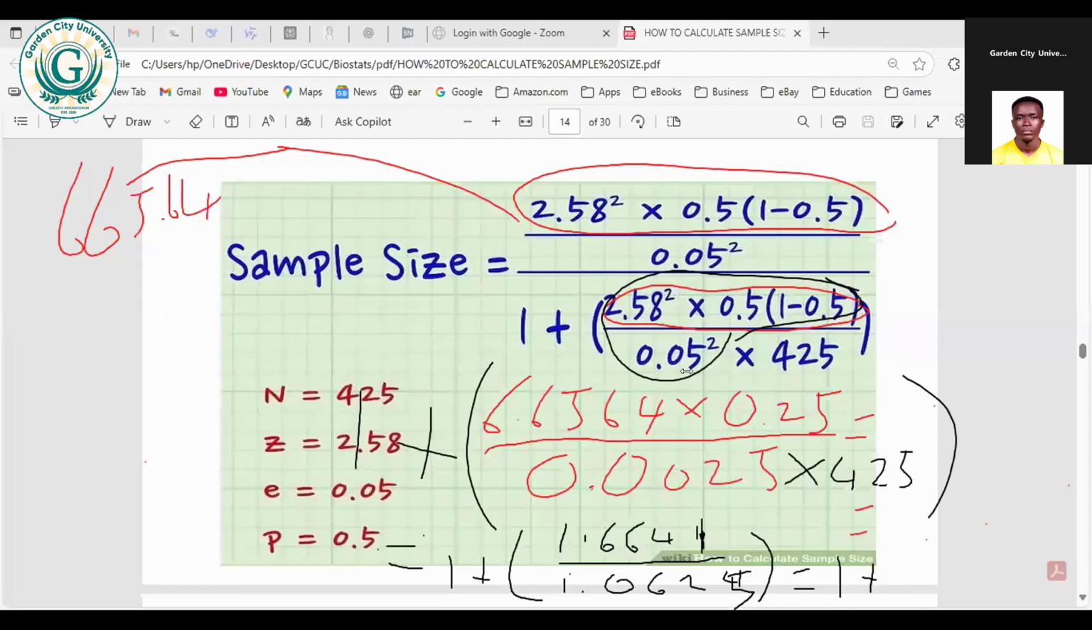So we are getting, for that, 1.5662. When we divide, four decimal places. Good. Please let me write, you listen to me. When we divide 1.6641 by 1.0625, we are having what? 1.5662.